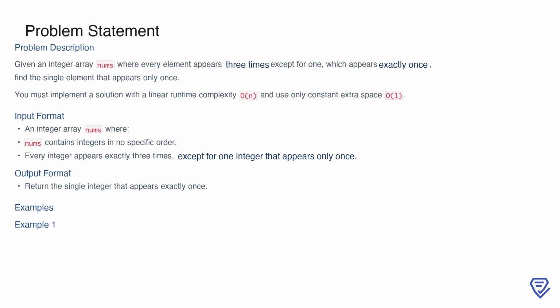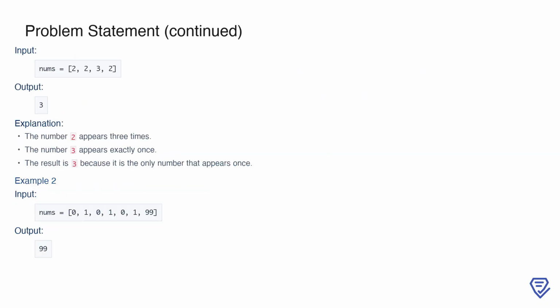The input array, nums, does not come in any specific order, and it is guaranteed that all numbers but one appear 3 times. The output should simply be the single integer that only appears once in the array. Now let's look at some examples to understand the problem better.